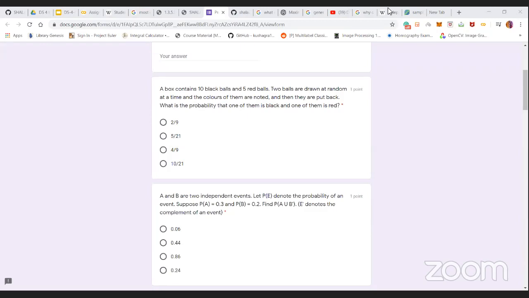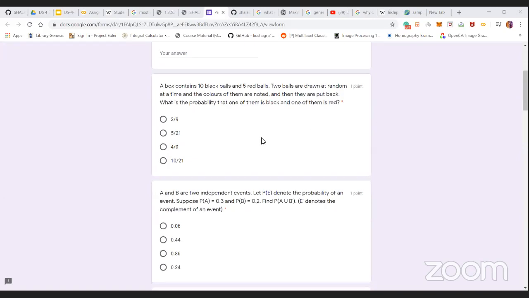But if I number the balls, it's not just 10C2 and 5C2, right? It's also 10C1 and 5C1, because you can get one black and one red. Yes, so that would be 10C1 into 5C1. Right. So everything should add up to 15C2. But with 5 by 21, it won't. So that was the only thing I was concerned about. Yeah. Thank you.